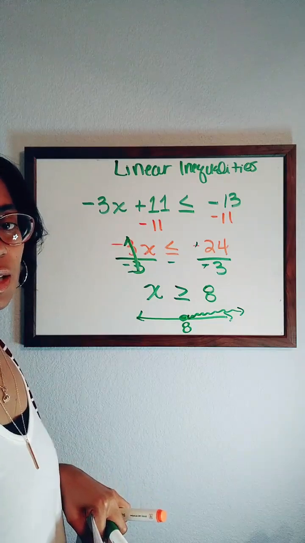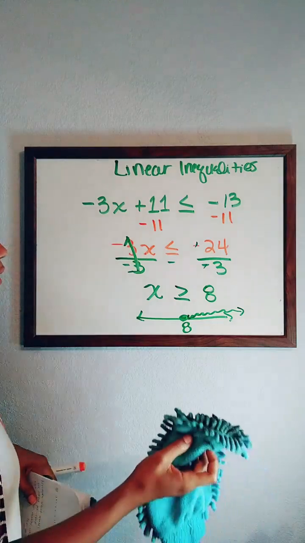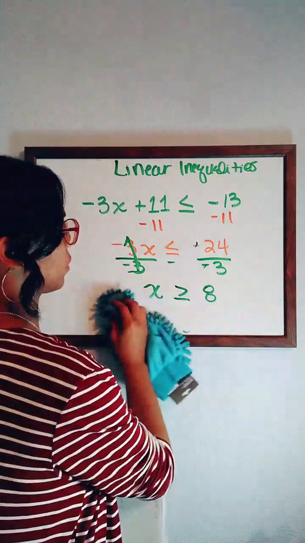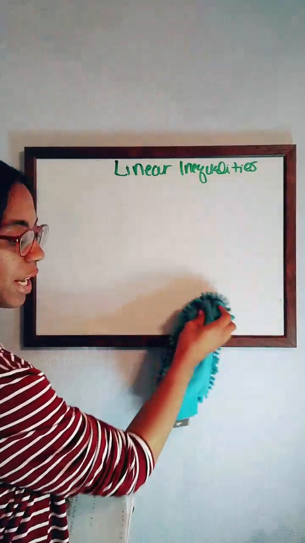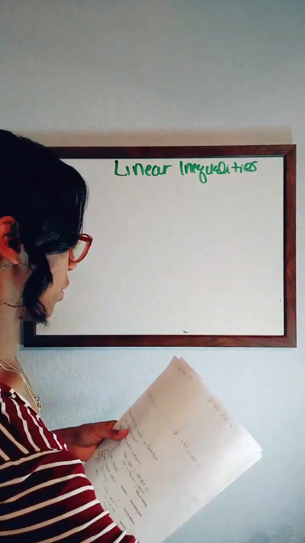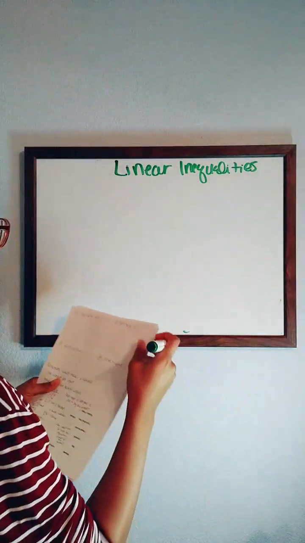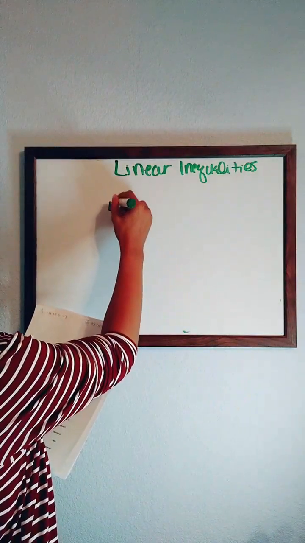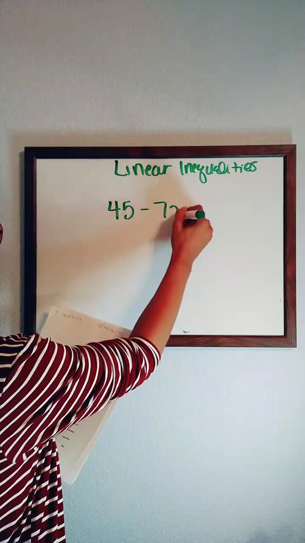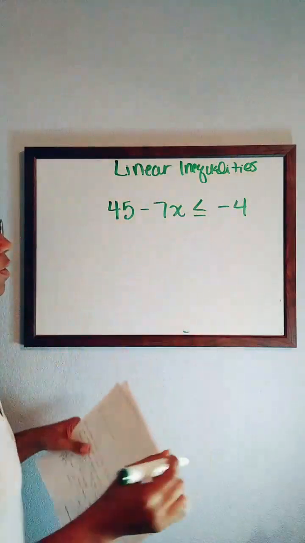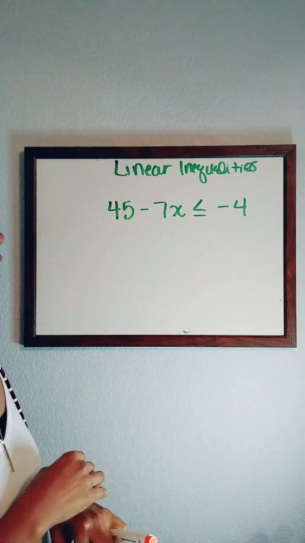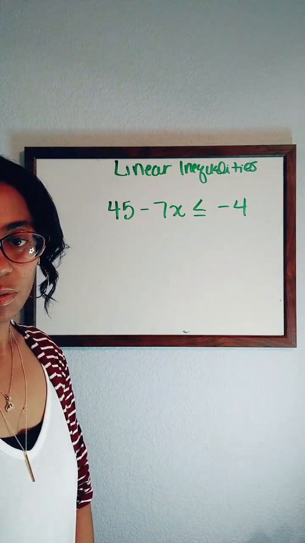DJ, I saw you had put... That's okay. Let's do another one. Because you got to get the hang of it. The more you do it, the better you'll get at it. Let's do another one. Okay, 45 minus 7x is less than or equal to negative 4.